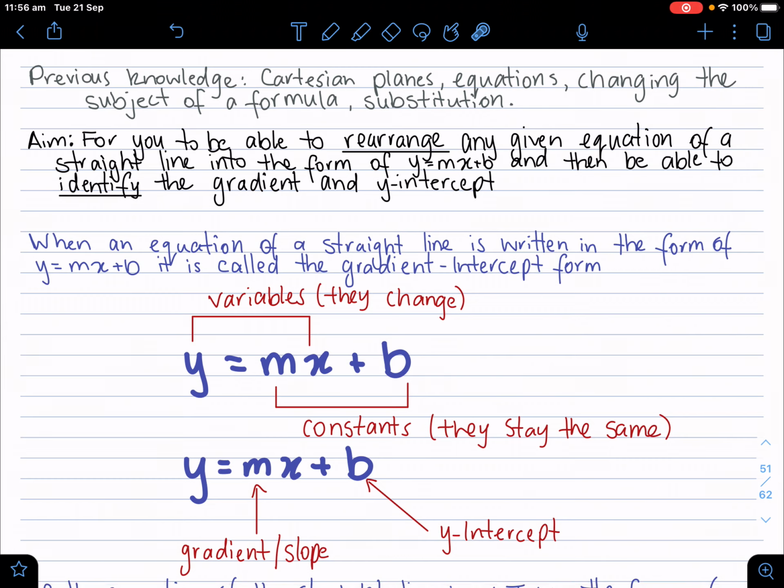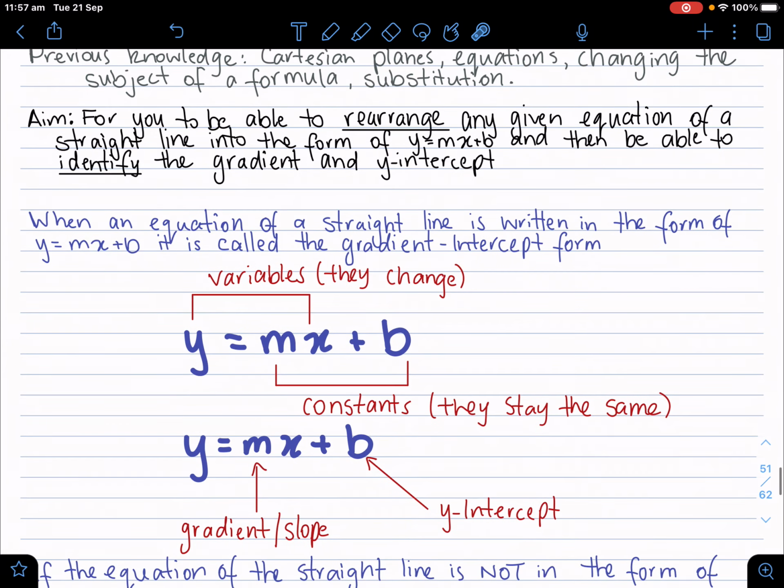So the aim for this video is for you to be able to rearrange any given equation of a straight line into the form of y equals mx plus b, and then be able to identify from that the gradient and the y-intercept. So let's get a bit into theory just to explain what we're talking about here.